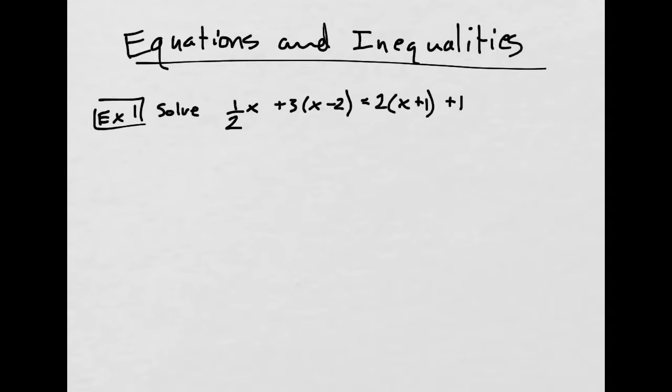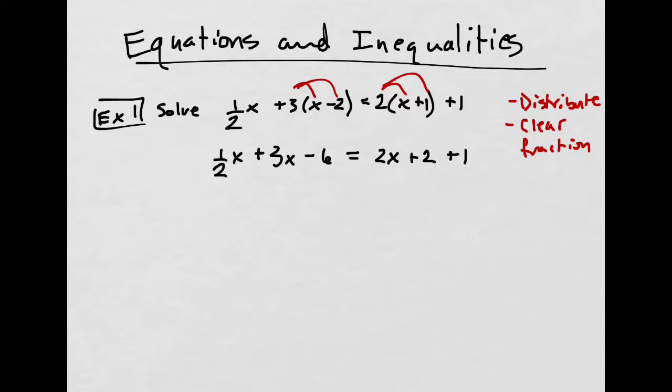Now, the first thing I notice on this one is that there's a fraction, so I'm going to eventually get rid of that. But before that, I want to distribute. So I'll take the 3 and distribute that. Now, a lot of people do it like that, and that's wrong because they don't have a parenthesis around this part. So what we've got to do here is write this down again.